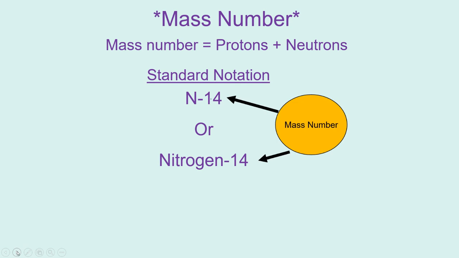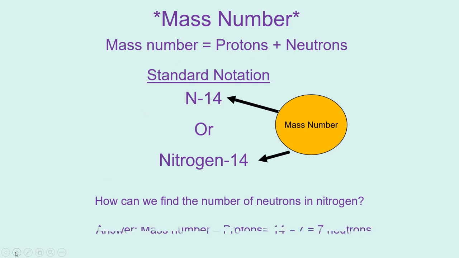That number is your mass number. So looking at this question, how can we find the number of neutrons in this atom of nitrogen? Well, if you remember that the mass number is equal to protons plus neutrons, if I wanted to solve this for neutrons, then I would subtract over the protons. So we get that the mass number minus our protons is going to be our neutrons. Our mass number, according to our standard notation, is 14.